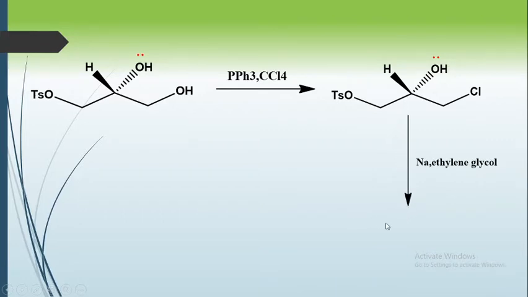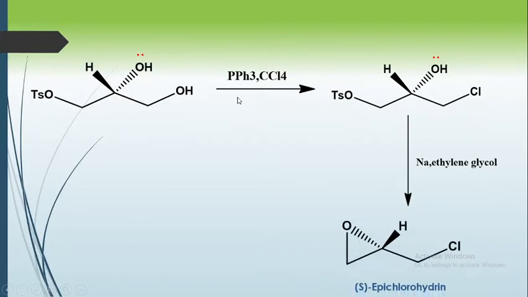On reaction with ethylene glycol, we get the S-epichlorohydrin. This is again the simple mechanism by using the D-glyceraldehyde.